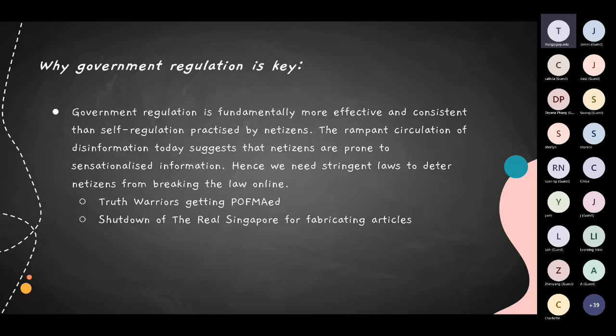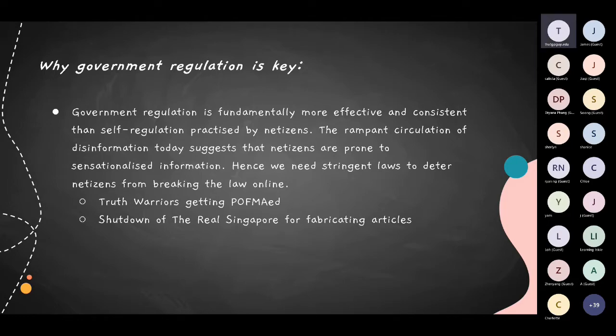It shows that our netizens are prone to this kind of over-sensationalized information. They lack the ability to sift the right from the wrong. So that's why we need the government to step in. We need the higher authority to step in and intervene with stringent laws to make sure that we don't break the law. The two examples: the first one, Truth Warriors.